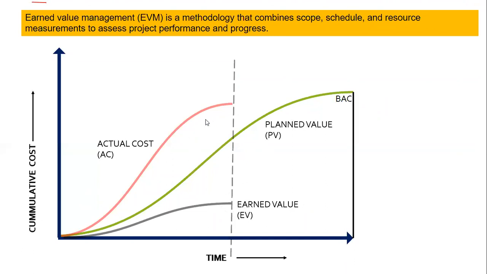Now what do you do to get your project back on track? Initially your budget at completion was $1,000. Now you estimated and found out that with $1,000 this is not going to work. So that is called EAC.